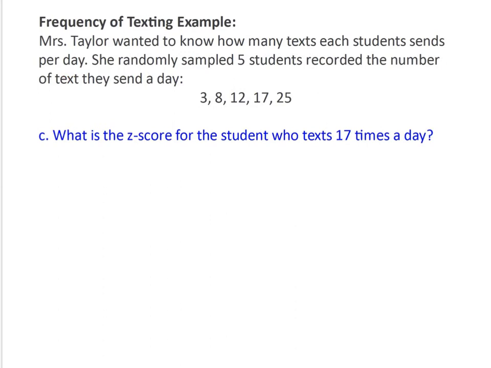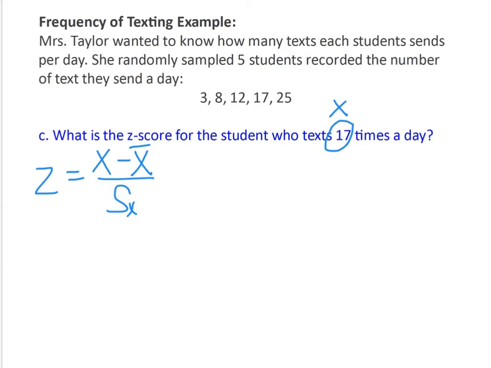So part C, just to review a little bit of z-scores, it says, what is the z-score for a student who texts 17 times a day? So 17 is my x value. If I think about my formula for z-score, x minus the mean divided by the standard deviation. So even though the problem didn't give me SX, or the mean, I found it doing one var stats.